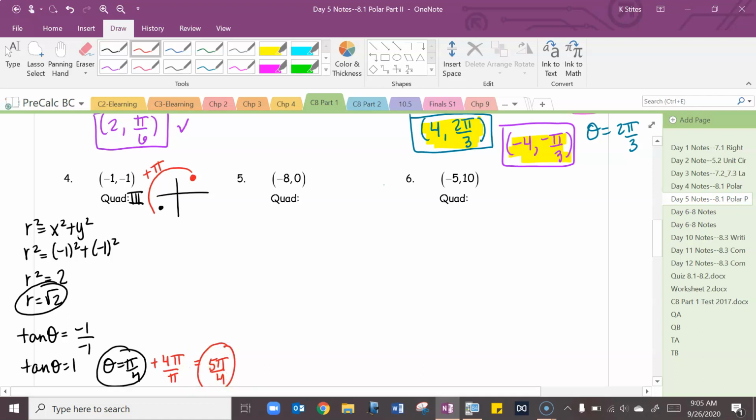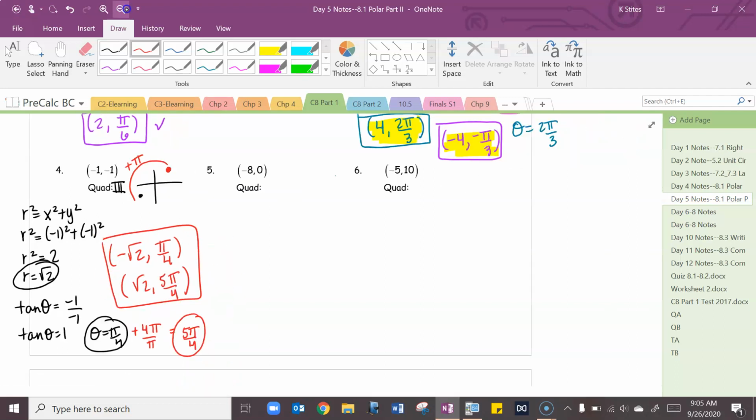Now again, many of you are going to say, well, I'm just going to make the radius negative. Again, that's okay for now, but it won't be okay later because you'll need to have both a positive radius and a positive angle when we get to complex polar. So the other option would be root 2, 5 pi over 4. Either of those is fine.